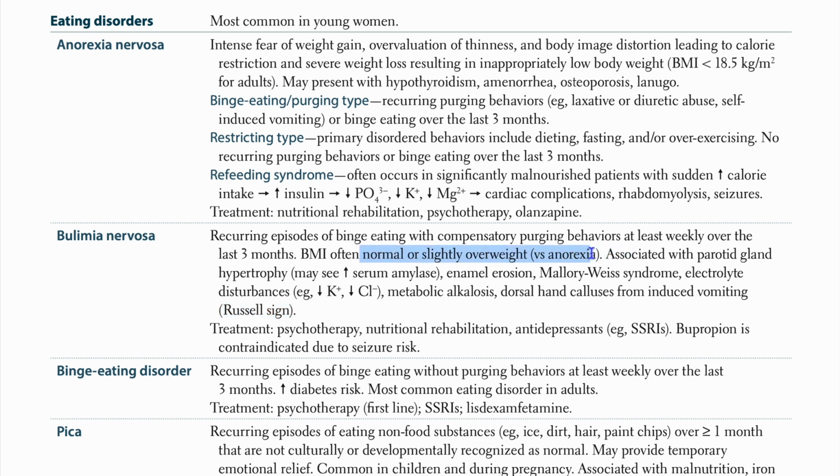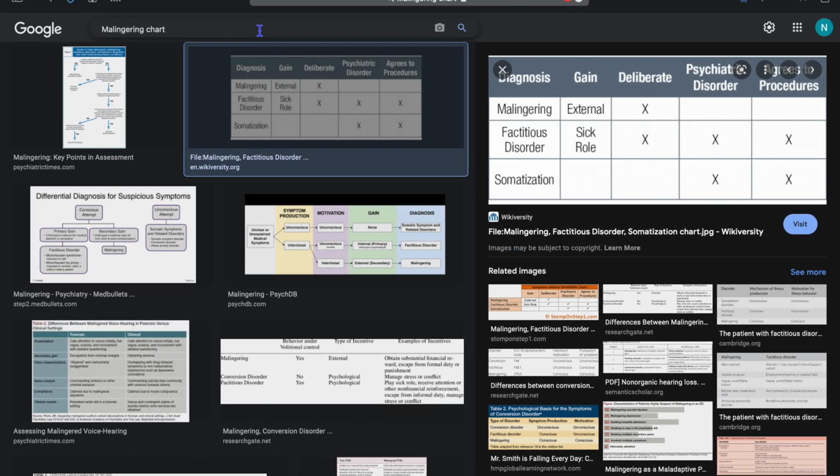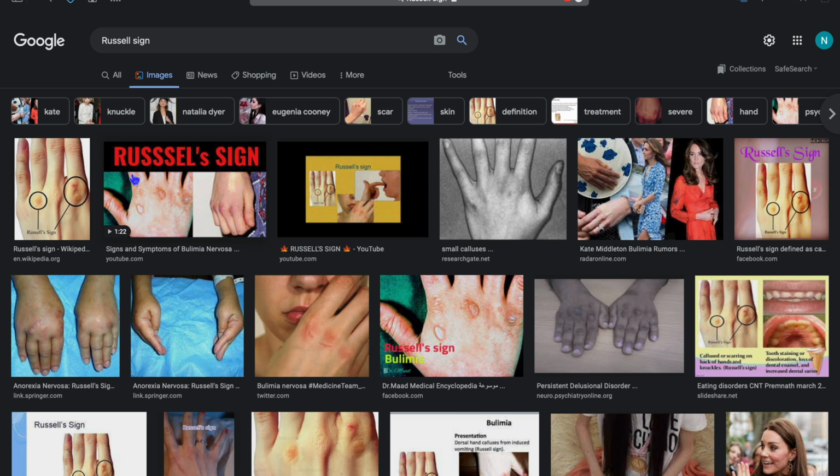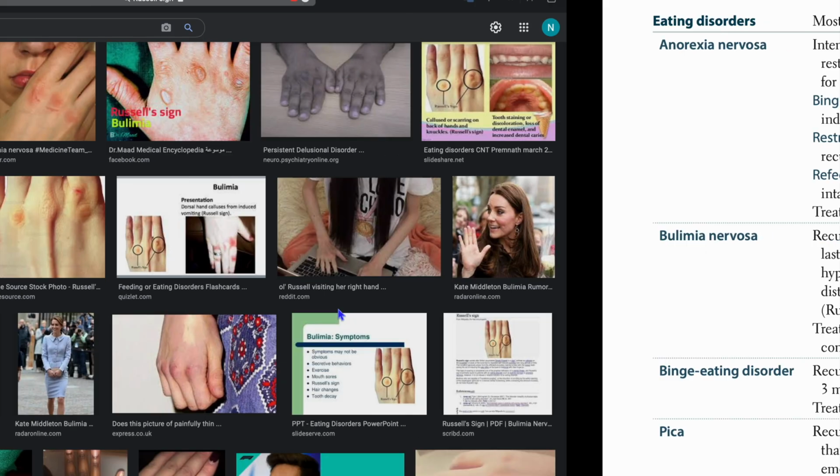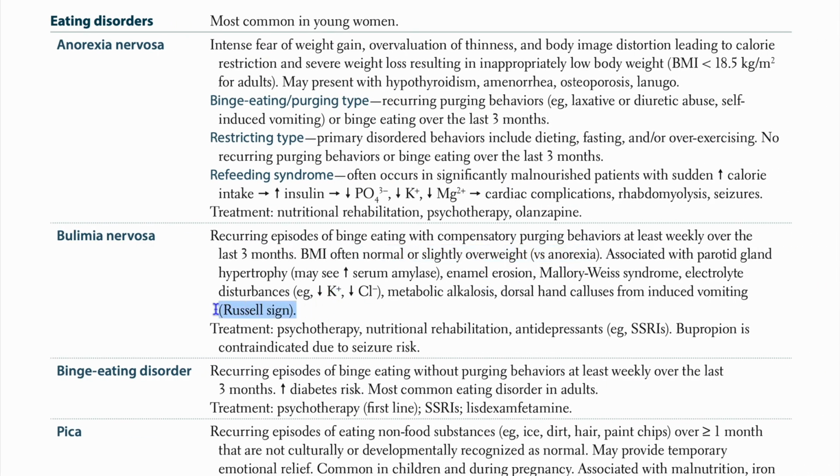Sometimes they just tell you they're obsessed with the fat areas of their body. These are Russell signs. It's from trying to puke, and when the stomach acid comes up, it touches the hand, and then the hand gets affected because of it. And that's a sign for bulimia. Treatment: psychotherapy, nutritional rehabilitation, antidepressants, for example SSRIs. Bupropion is contraindicated due to seizure risk.